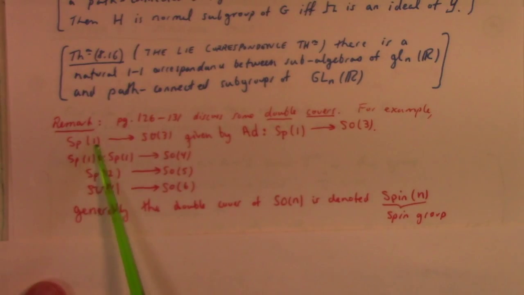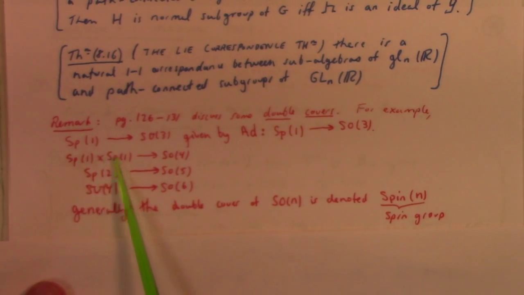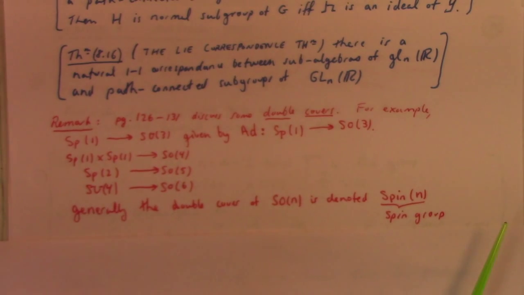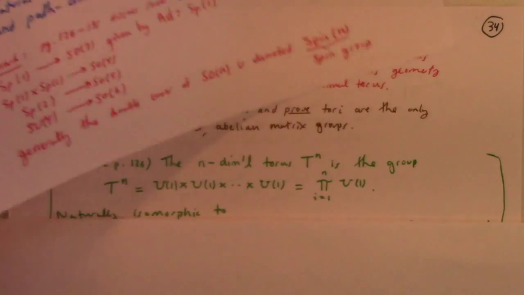Sp(1) is the double cover of SO(3). Sp(1) direct product Sp(1) is the double cover of SO(4). The symplectic group of order 2 is the double cover of SO(5). Special unitary matrices of order 4 is the double cover of SO(6). And generically speaking, the mapping here, by the way, is given by the adjoint, which is kind of cool. Generally, the double cover of SO(n) is called Spin(n), the so-called spin group. And that does have connection to, maybe you've heard of spinors in physics. But anyway, that is a story for another day.